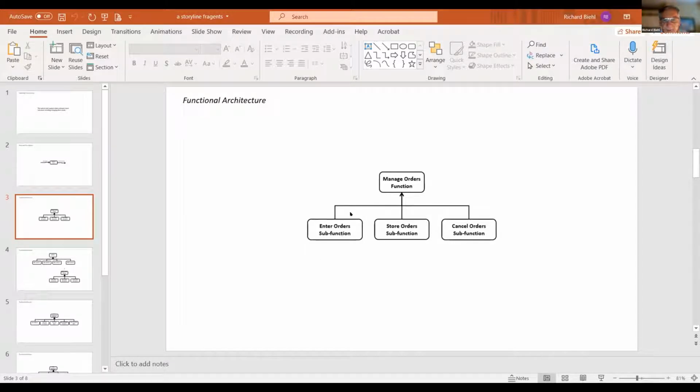And within it, I need a sub-function for entering the orders that are arriving, a function for canceling the orders that I'm taking out, and some way to store the orders in between. So stock and flow implied this diagram.